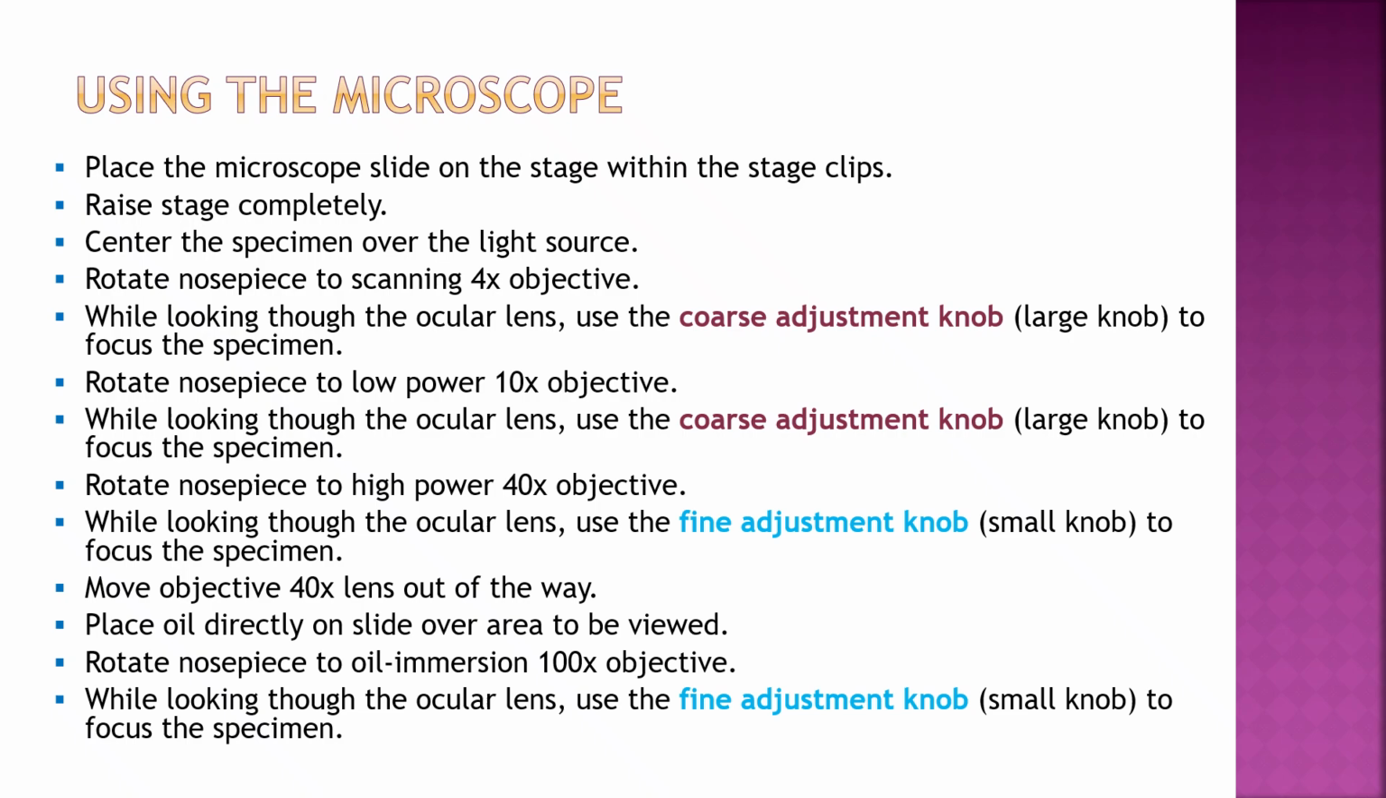You're going to rotate the nose piece and get yourself to the scanning objective. And while looking through the ocular lens, you're going to use the coarse adjustment knob, which was the larger of the two, to focus on the specimen. Then you're going to rotate. Once you've got it all nice and focused, you're going to rotate over to the low power 10x objective.